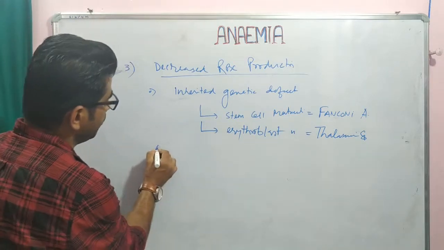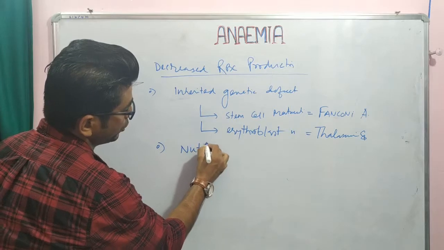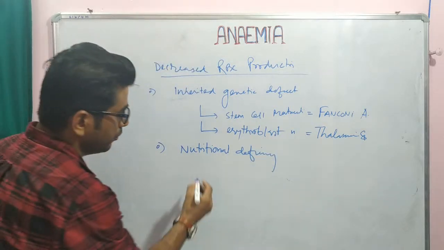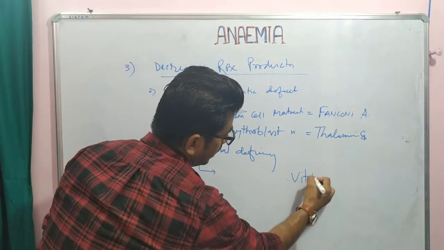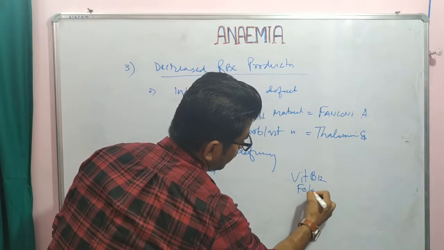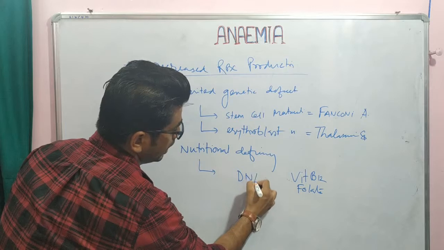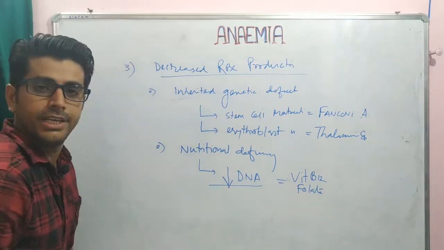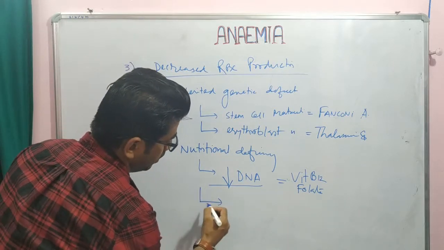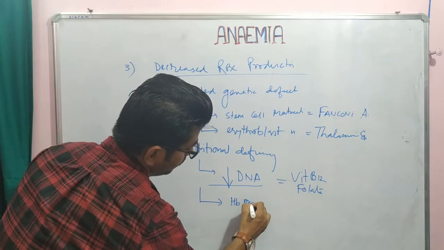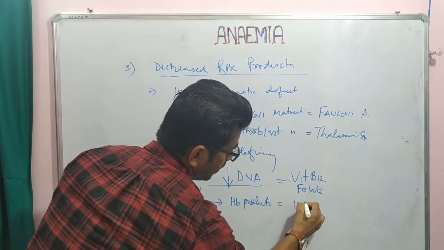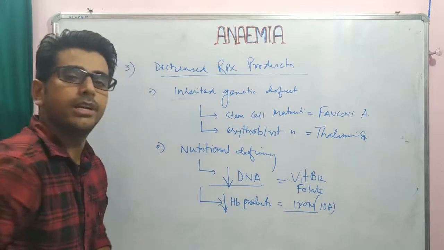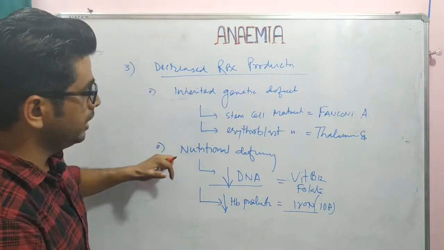We know there is an importance of nutrition also. So nutritional deficiency will also cause anemia. We know that vitamin B12 and folate are very important for DNA synthesis. If there is deficiency of vitamin B12 and folate, there will be deficient DNA synthesis leading to megaloblastic anemia. And there is hemoglobin production. We know it needs iron. If there is iron deficiency anemia, IDA, there will be decreased formation of hemoglobin leading to anemia. So this is the inherited and nutritional deficiency.